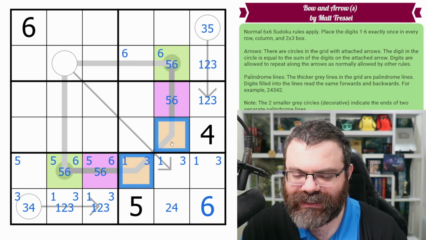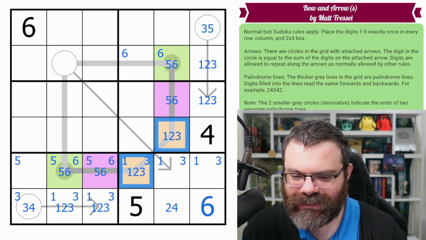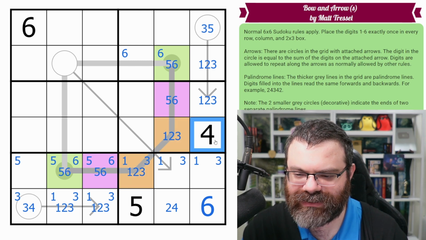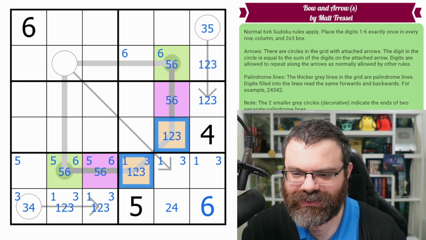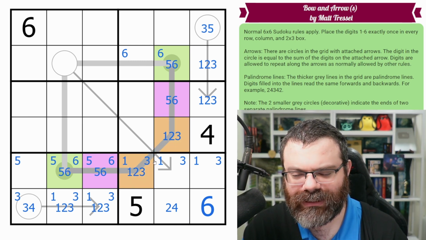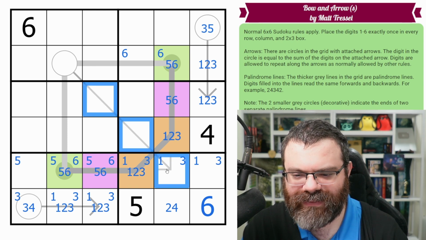Now this orange here, it can be 1, 2, 3. Can't be 4 because it sees this 4, and it can't be 5, 6. So it's only from 1, 2, 3. Do I think about this arrow here? Well, it adds to at least 3.